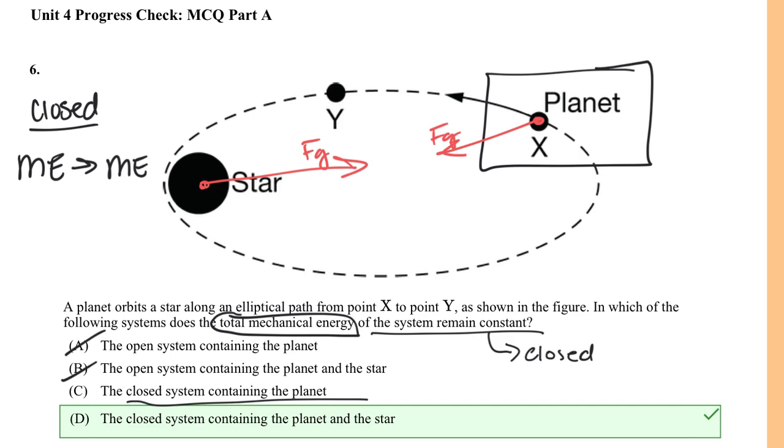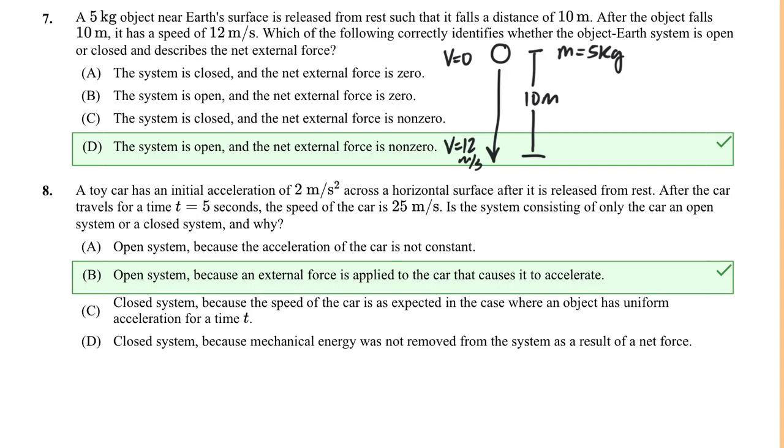So number 7. All right, we got number 7 here. A 5 kilogram object is released from rest. So here's my picture. It weighs 5 kilograms. It falls a distance of 10 meters, and it falls from velocity of 0 to velocity of 12. So we want to see which of the following correctly identifies if the system is open or closed, or it describes the net external force.